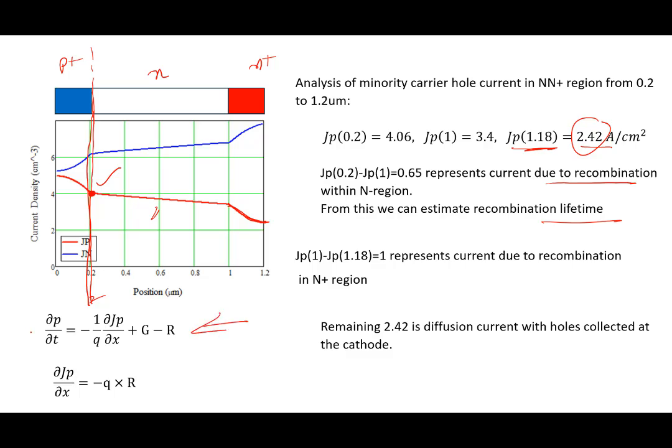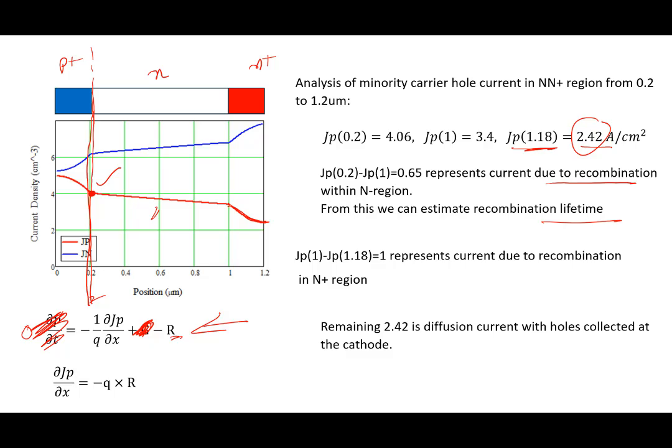We are talking about steady state, so this is 0. Forget about this. 1 over q del Jp by del x plus G minus R. There's no generation, no optical, so forget about this also. So why does the current change with position? Due to recombination, that's it.